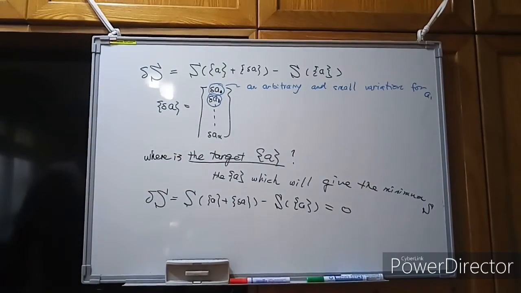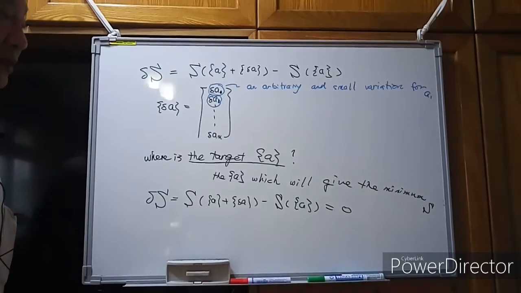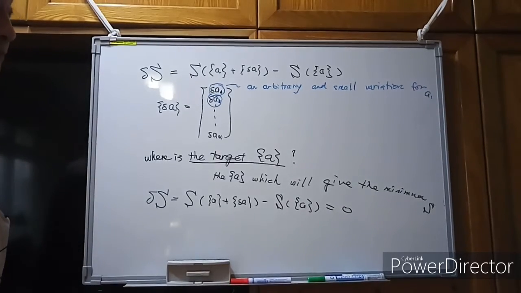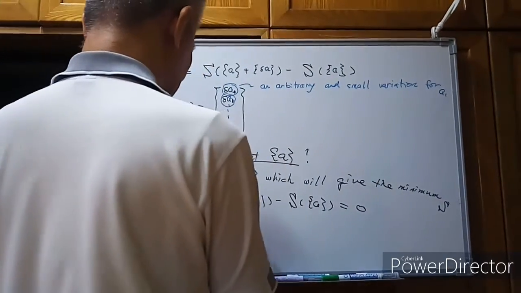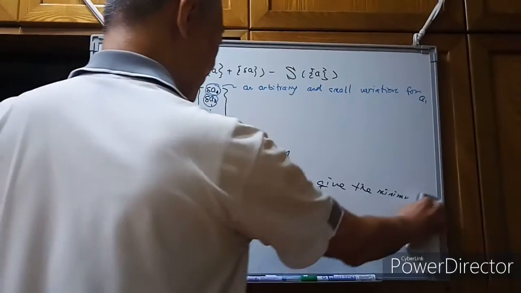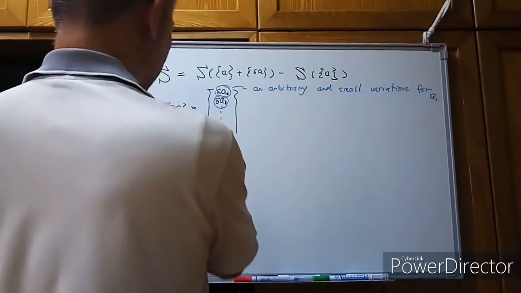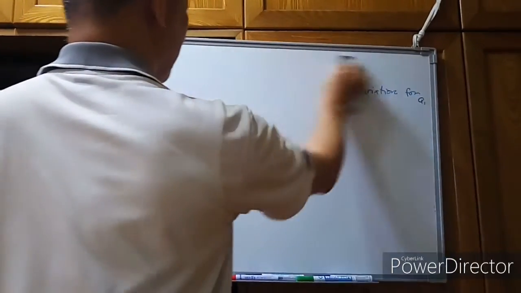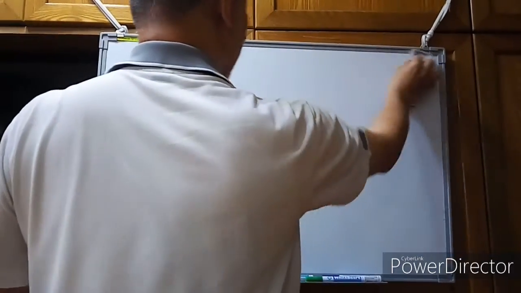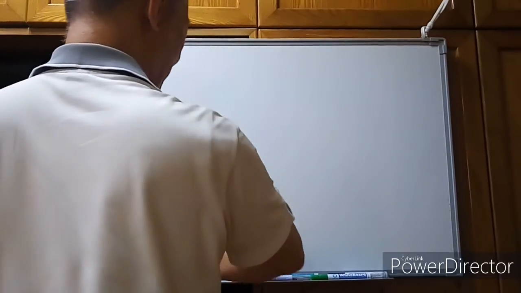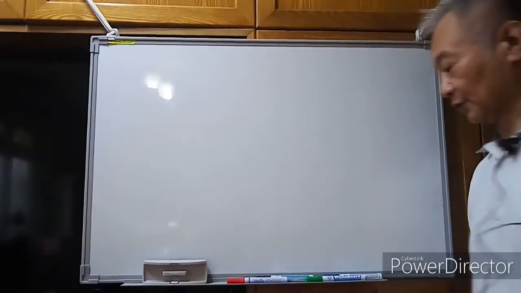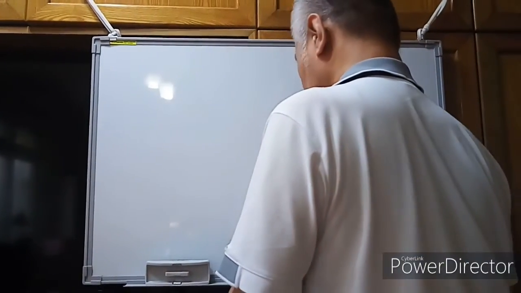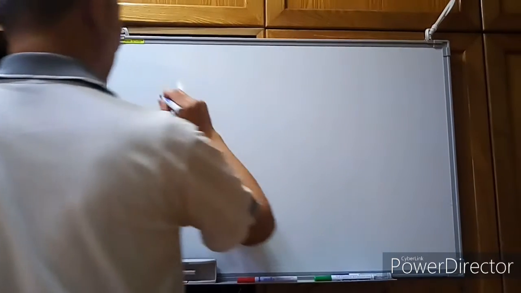Okay, it's time for you to print the screen. Then I will continue to calculate the variation of the A.